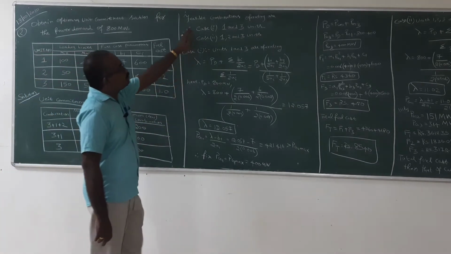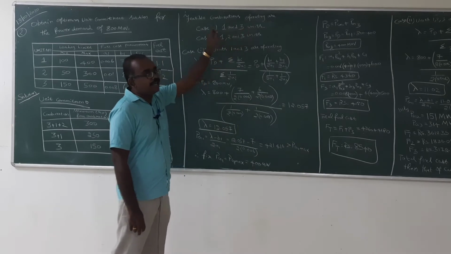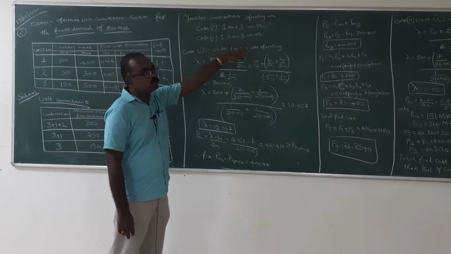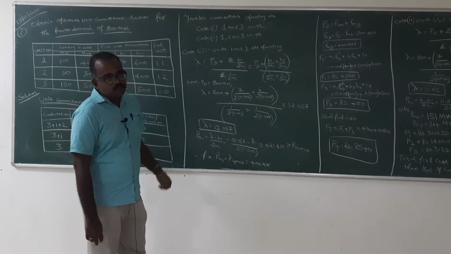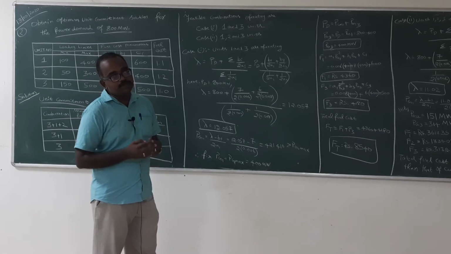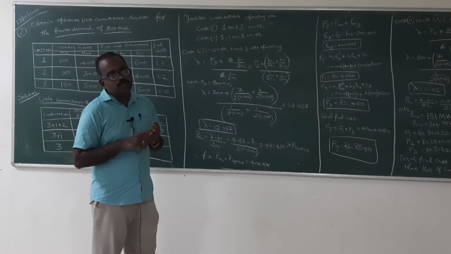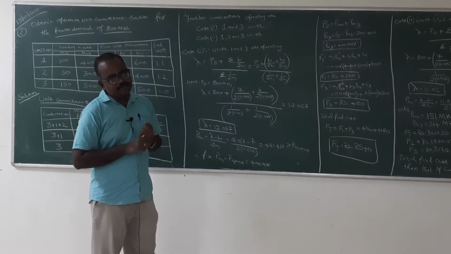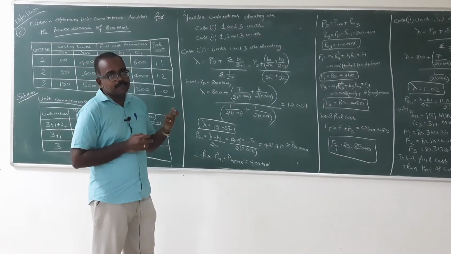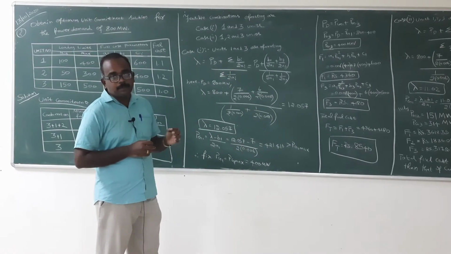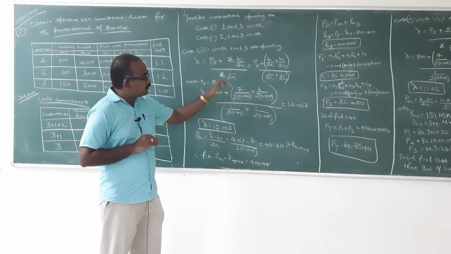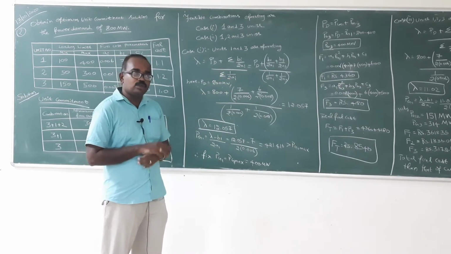So the feasible operating combinations are: case 1 is units 1 and 3, and case 2 is units 1, 2 and 3. Case 1: we have already studied this in the economic dispatch problem. First we have to calculate lambda. So what is the lambda formula? That is PD plus summation of Bi divided by 2Ai, and then divided by summation of 1 divided by 2Ai.